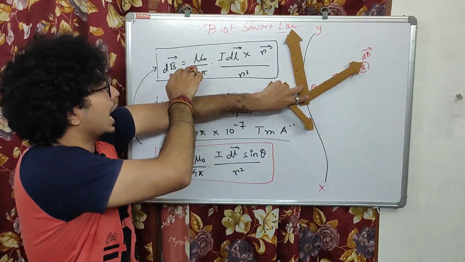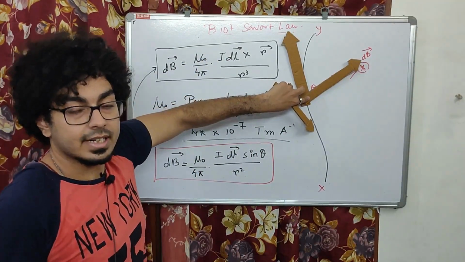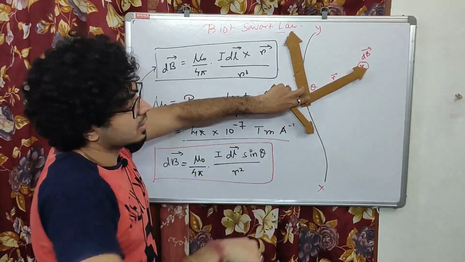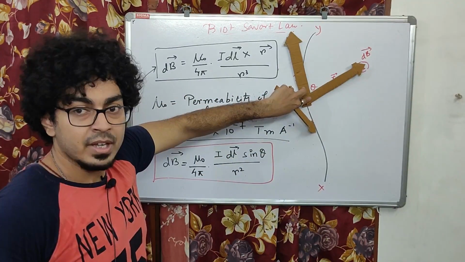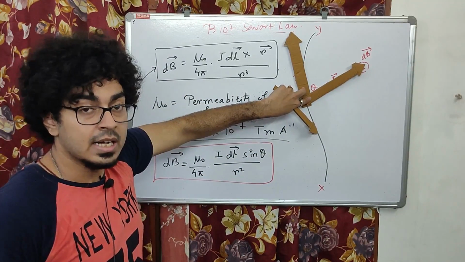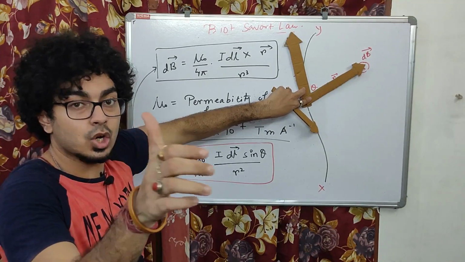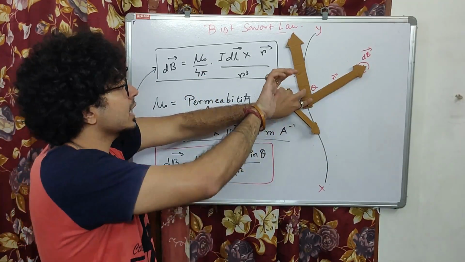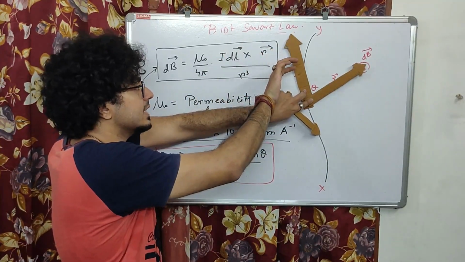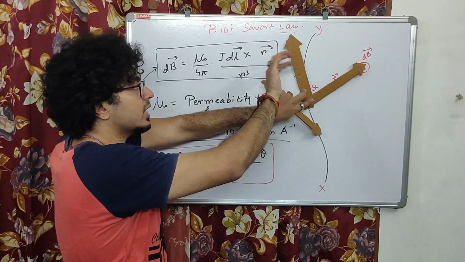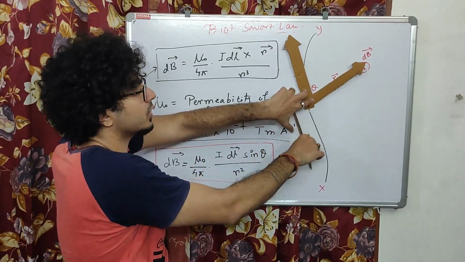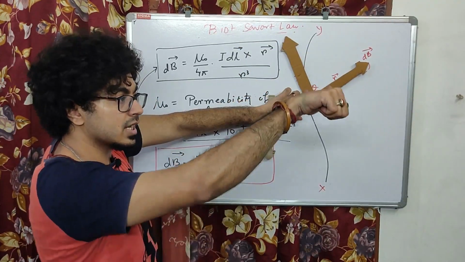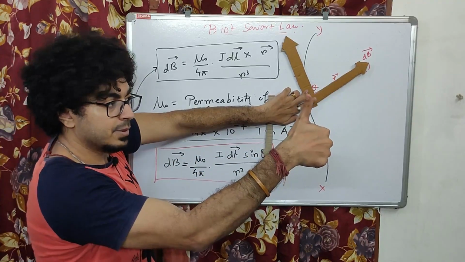So I have told you I dl cross r. That means which one is dl? This one is dl. Which one is r? This one is r. So how do you find the direction? You have to use the right hand screw rule, that is A cross B gives you the direction. First A, then cross B. So here first I go through dl, that is dl cross r. First dl, then r. So when I am going dl cross r, this is my direction, and my thumb represents the direction.